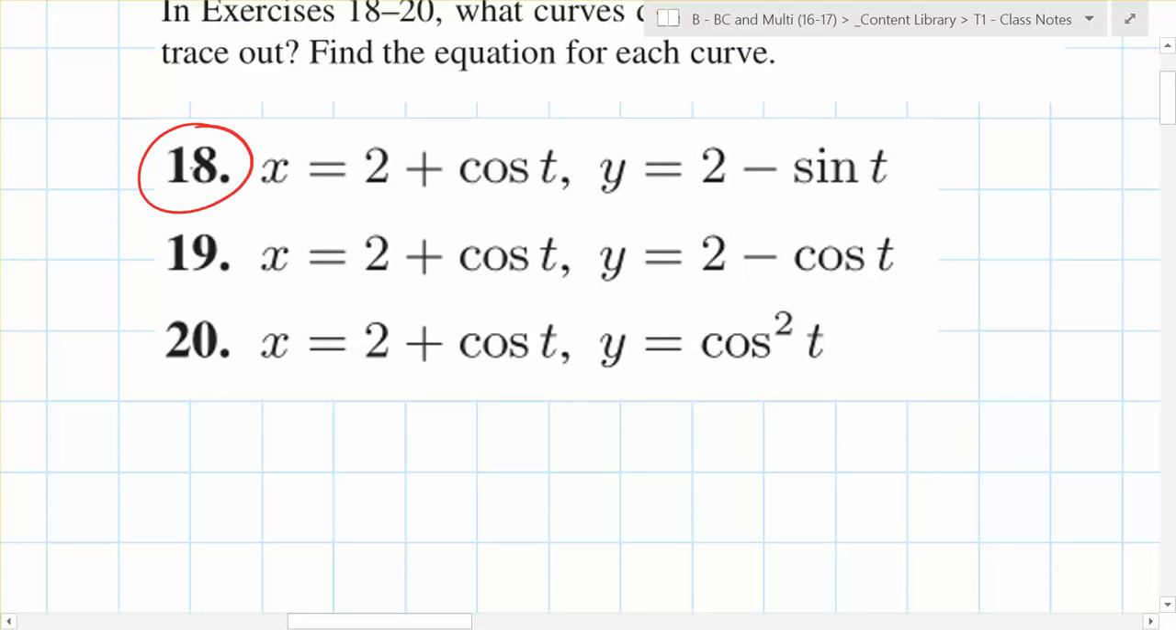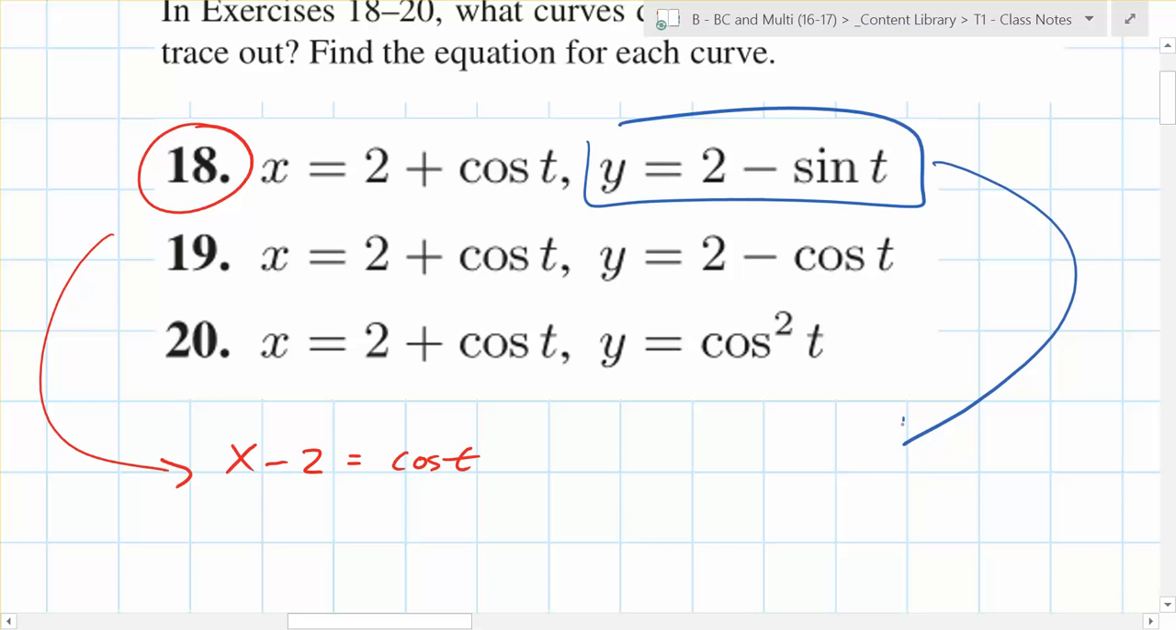So on number 18, if x equals 2 plus cosine t, what does x minus 2 equal? Cosine t. Okay? And if this is what y equals, what does y minus 2 equal? Negative sine t.